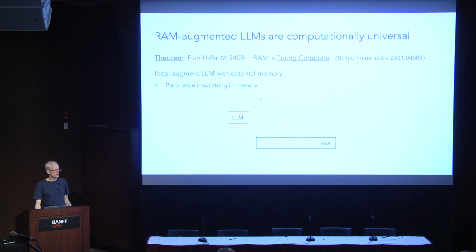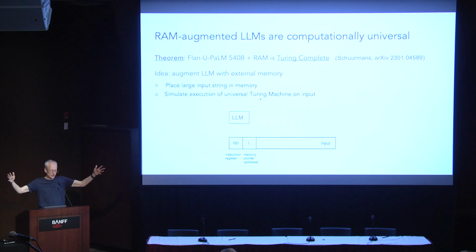And in particular, for a proof like this, I'm going to take some universal Turing machine and simulate its execution on this input string. To set this up, just augment the memory a little bit with 2 additional memory locations. One is a memory location which I call op, basically an instruction register. It's just a memory location that stores a string, where that string is basically the next prompt to feed into the language model.